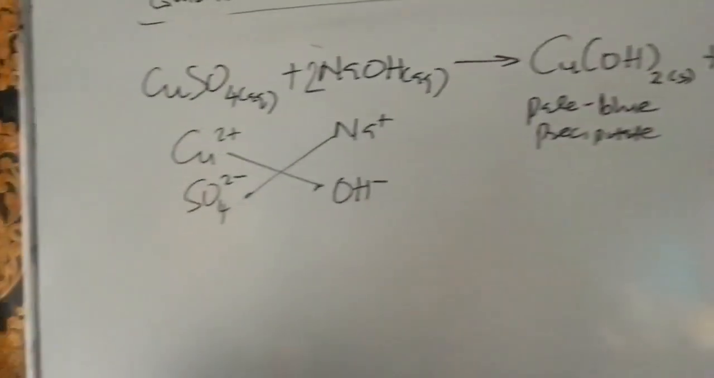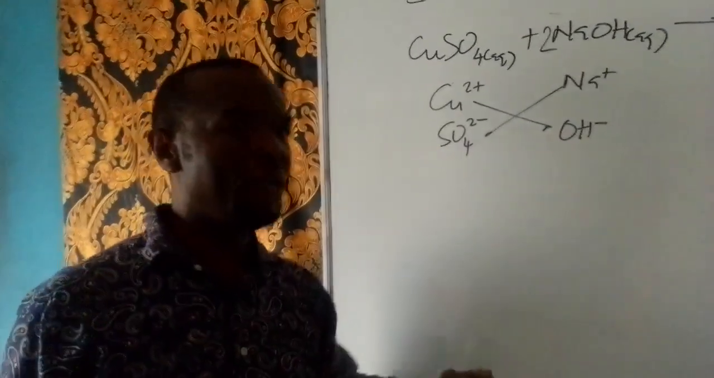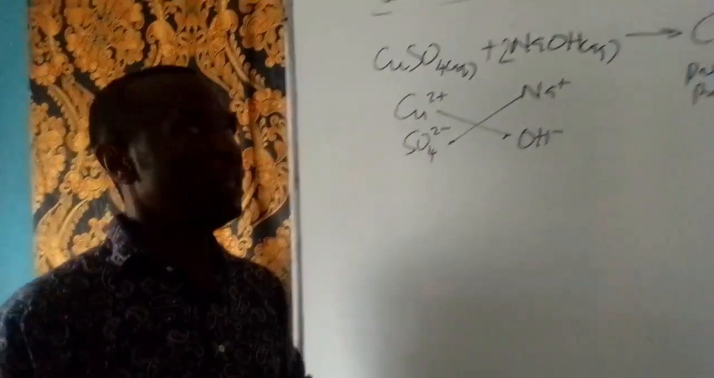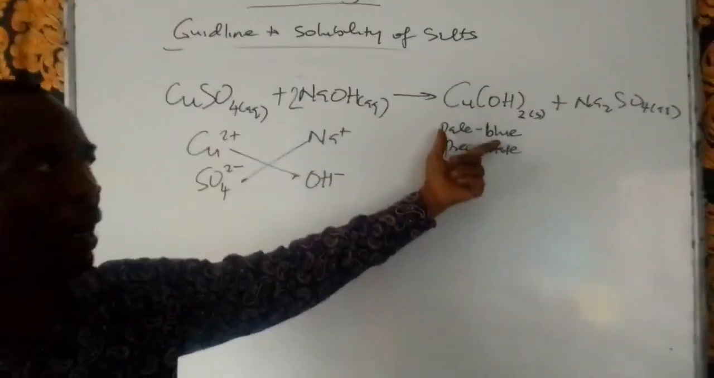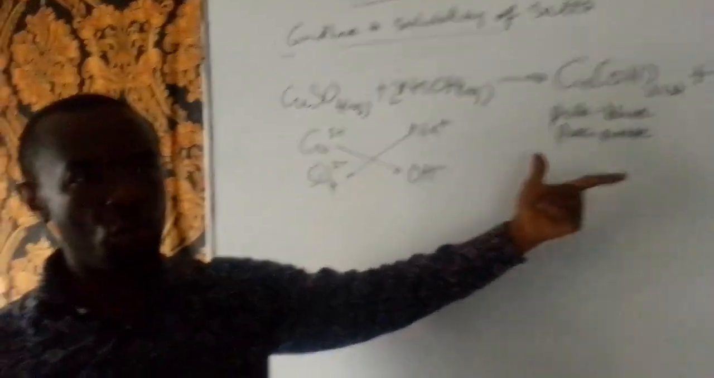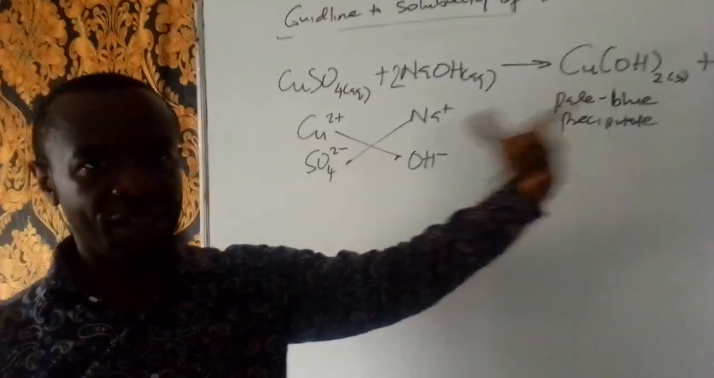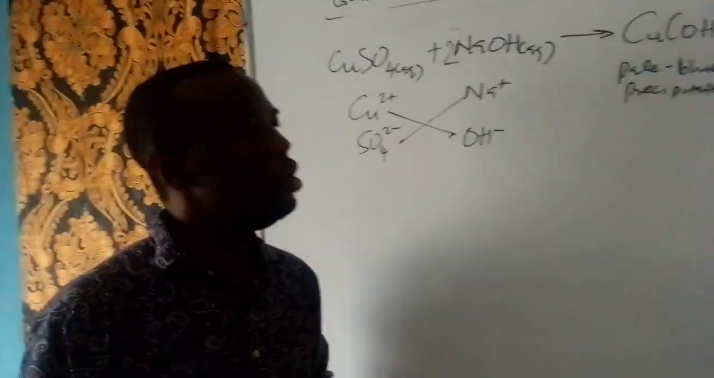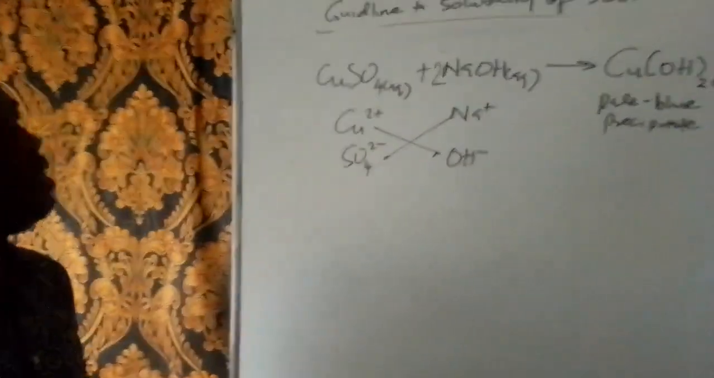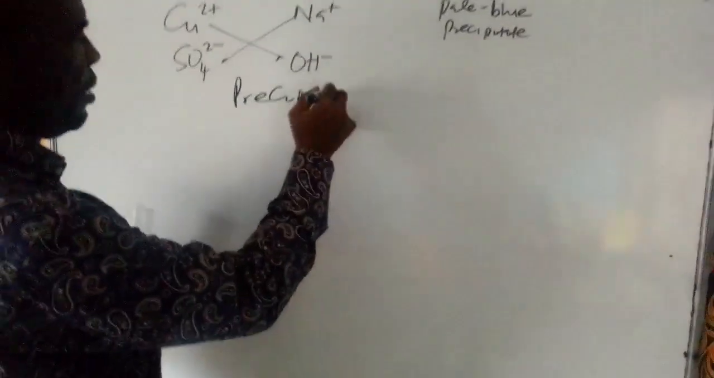So we see that not all precipitates are white. Some are white, some are blue, some are green, depending on the ion they present. If the precipitate has a blue color, it indicates copper. If the precipitate has a green color, it indicates iron(II). If it has a reddish brown color, it will indicate iron(III), and so on. Having done that, we'll look at the idea, or the term, called precipitating agent.